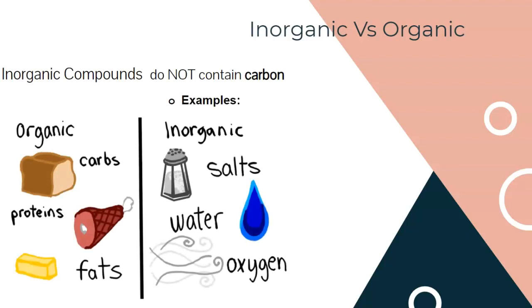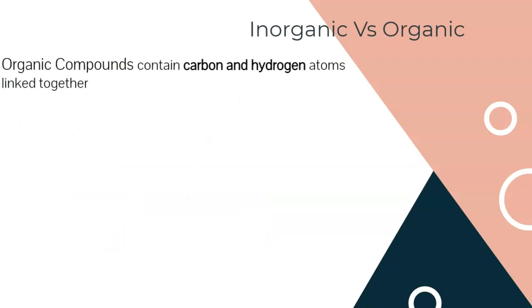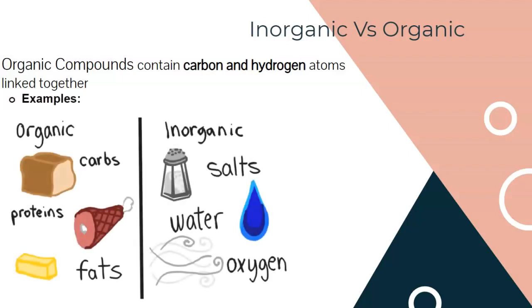So if we look at our examples, salt, water, oxygen, all inorganic because they do not contain carbon. Where breads, proteins, and fats, you will learn, contain carbon and hydrogen and oxygen together. So that means organic compounds contain a bond of carbon and hydrogen together. And we saw this example earlier of carbs, proteins, and fats. So really just the difference is that one contains carbons and hydrogens, the other just doesn't contain carbon at all.